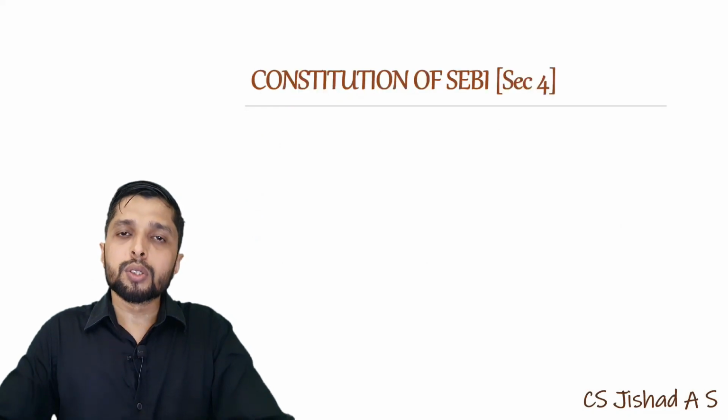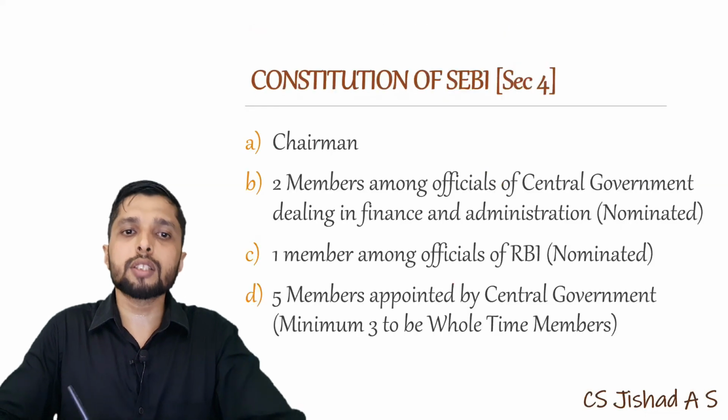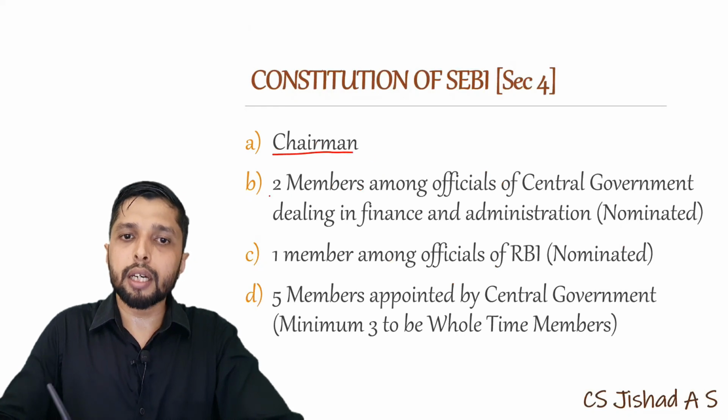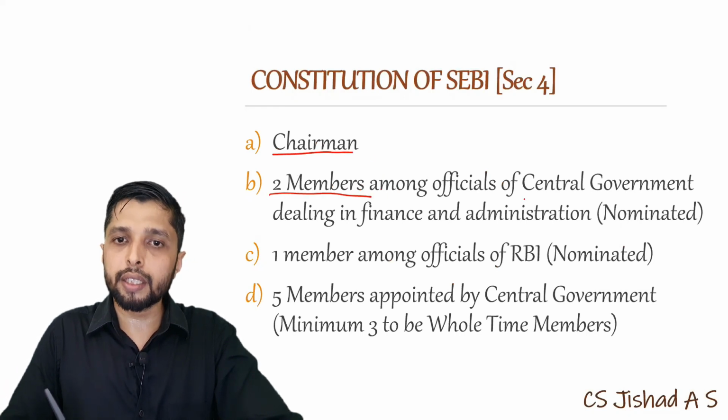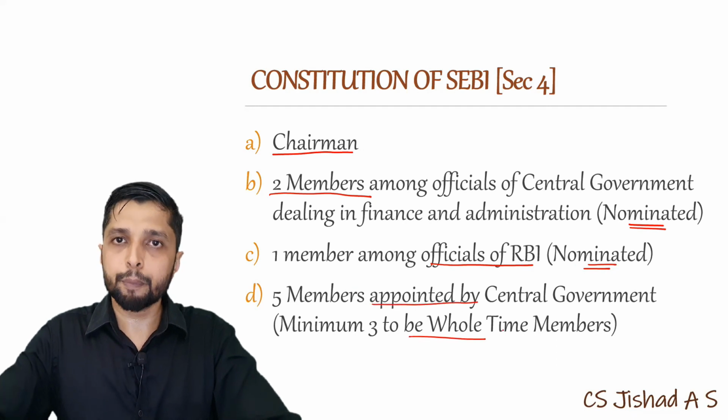Now the constitution of SEBI. SEBI consists of a chairperson, then two members among officials of central government dealing in finance and administration, who will be nominated members. Then one member among officials of RBI, that is also nominated, and five appointed members, out of which three members will be whole time.